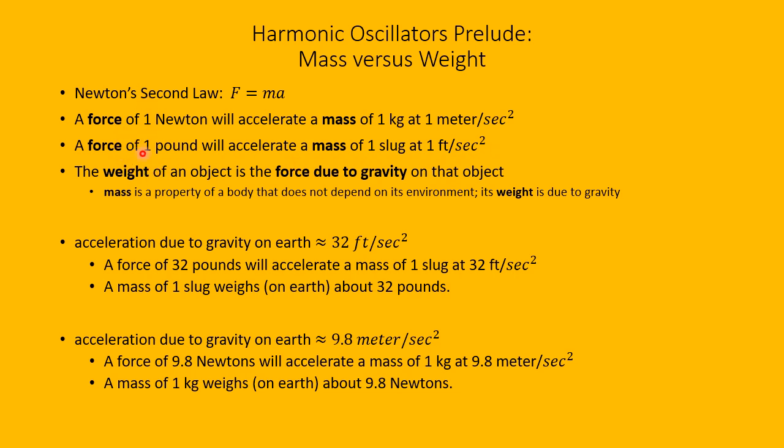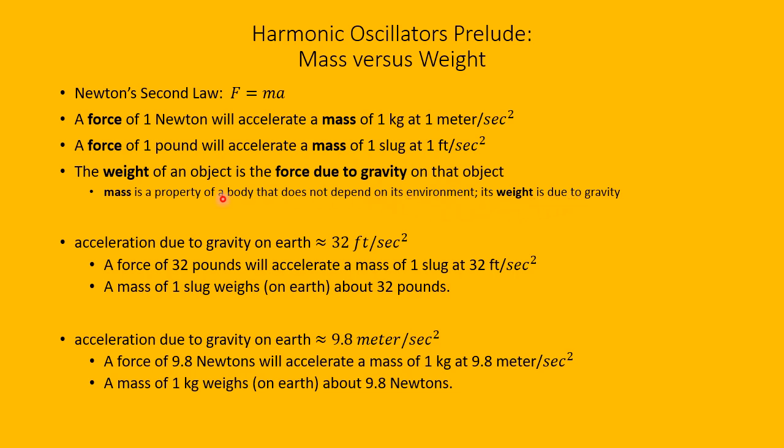Notice that we are measuring forces either in newtons or pounds. Those are two commonly used units for force. We'll measure masses in kilograms or slugs and accelerations in meters per second squared or feet per second squared. The weight of an object is the force due to gravity on that object. Mass is a property of a body and does not depend on its environment. Its weight is due to gravity.